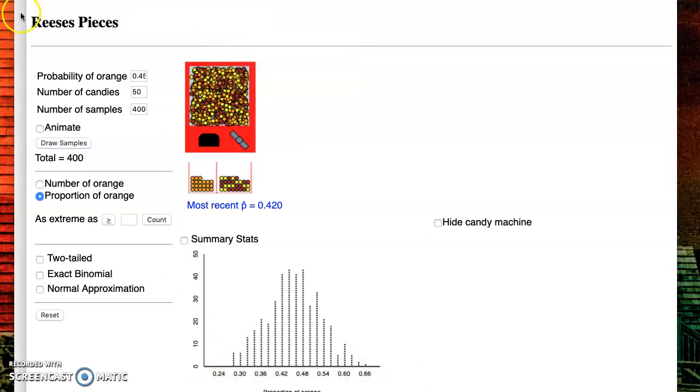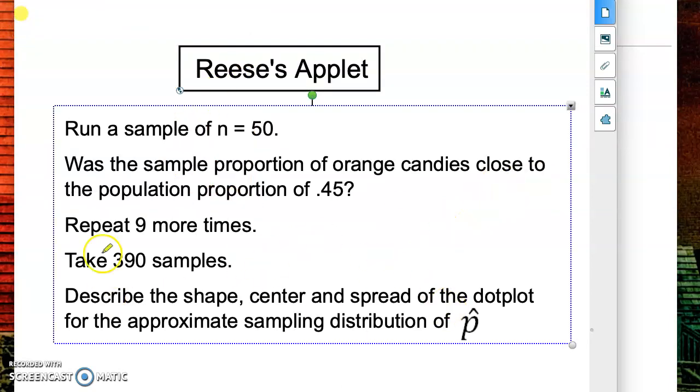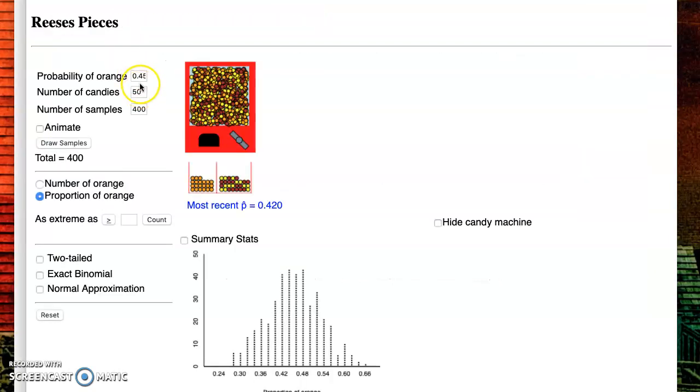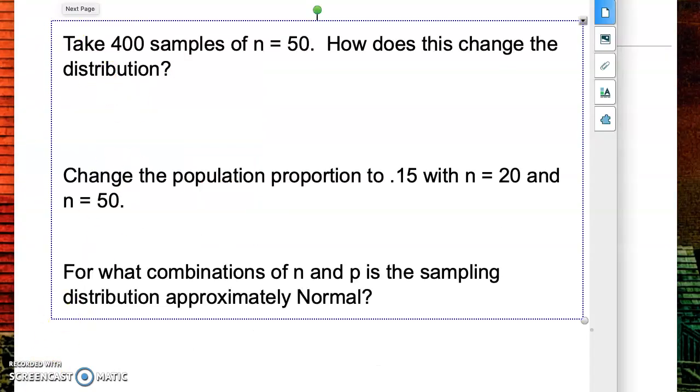Let's see, I'm going to go back here. All right, so that was the first one. Now it says take 400 samples of size n equals 50. So let's see what happens when we do 50. Oh, I did 50. What did I do? What was I supposed to do before? Hold on a second. I think I made a mistake. 50. All right, we did that already.